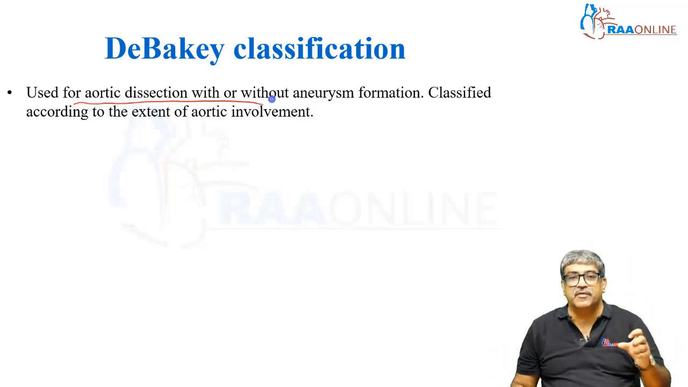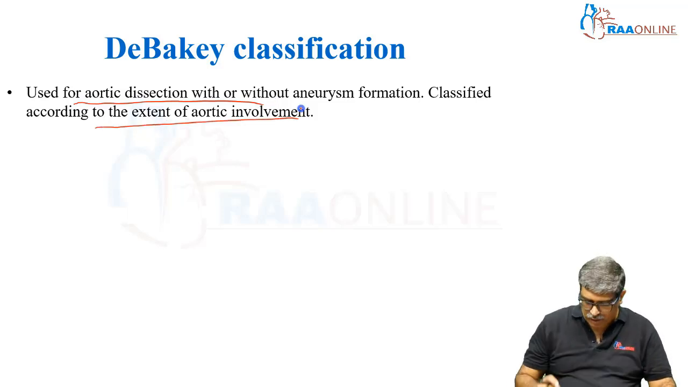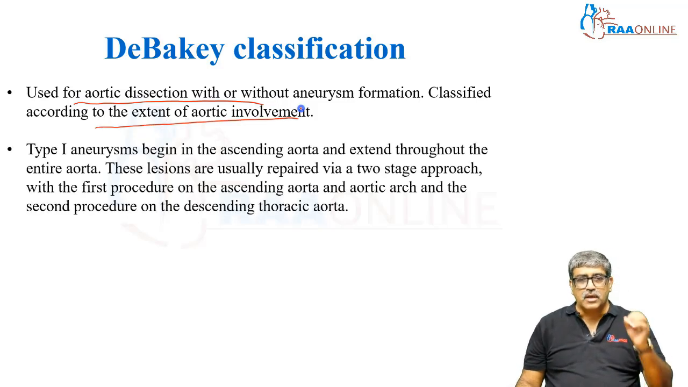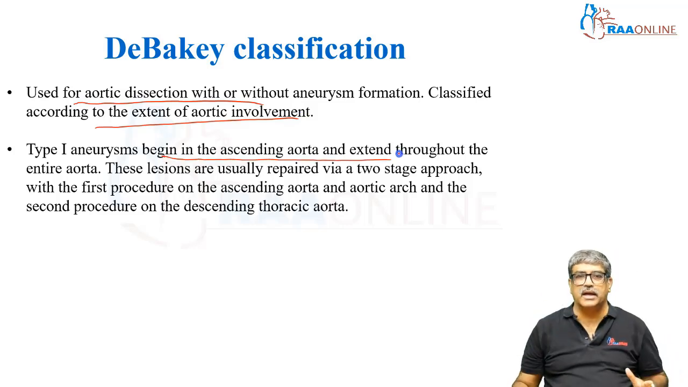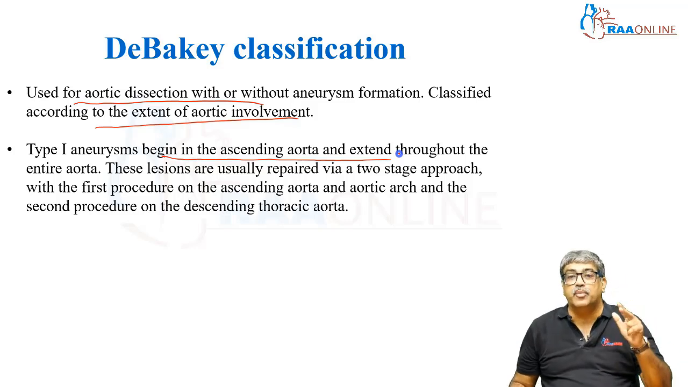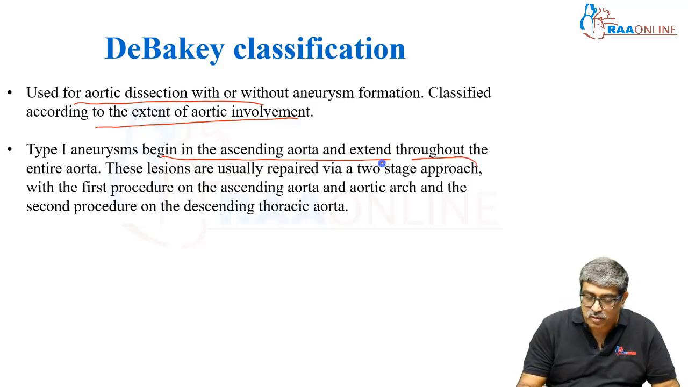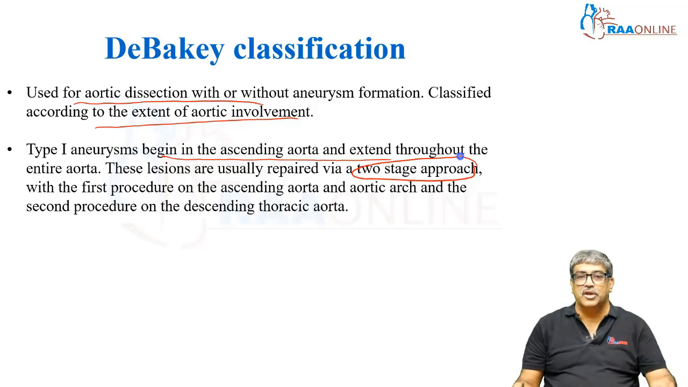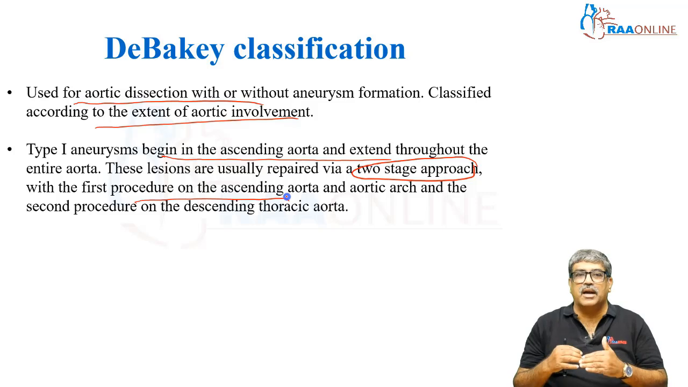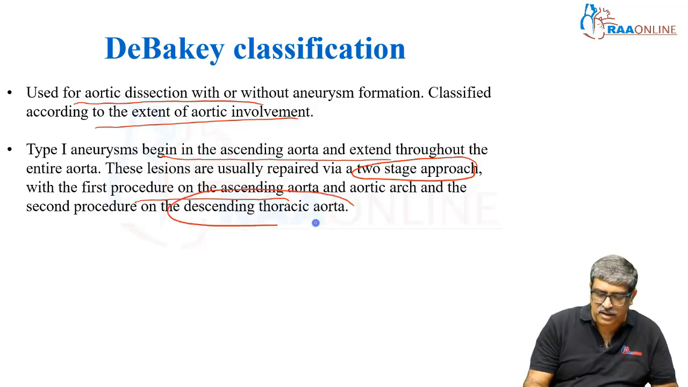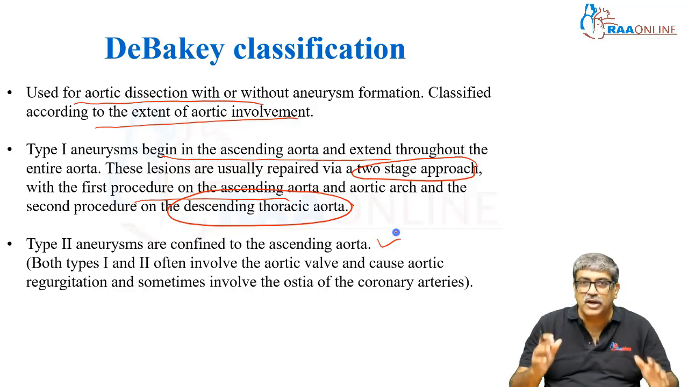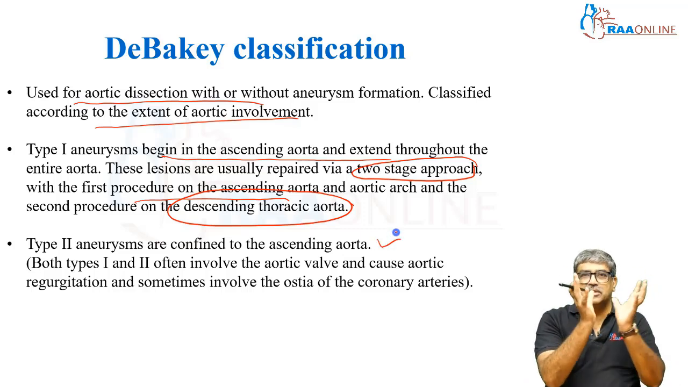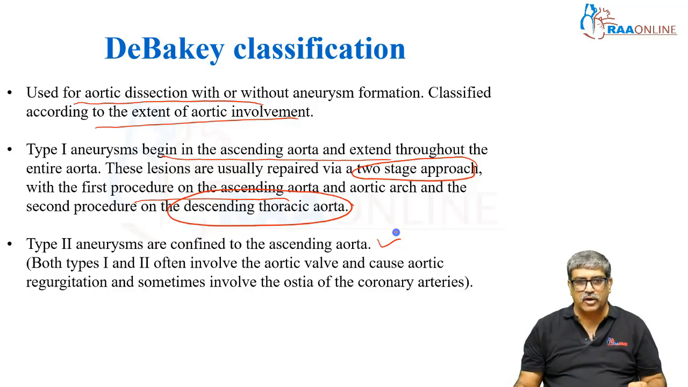It is classified according to the extent of aortic involvement. Type 1 begins in the ascending aorta and extends throughout the entire aorta. And type 1 are repaired via a 2-stage approach. In the first procedure, you repair the ascending aorta and the arch, and in the second part, you repair the descending thoracic aorta. Type 2 aneurysm are confined only to the ascending aorta. As shown in the previous figure, it is confined to the ascending aorta.